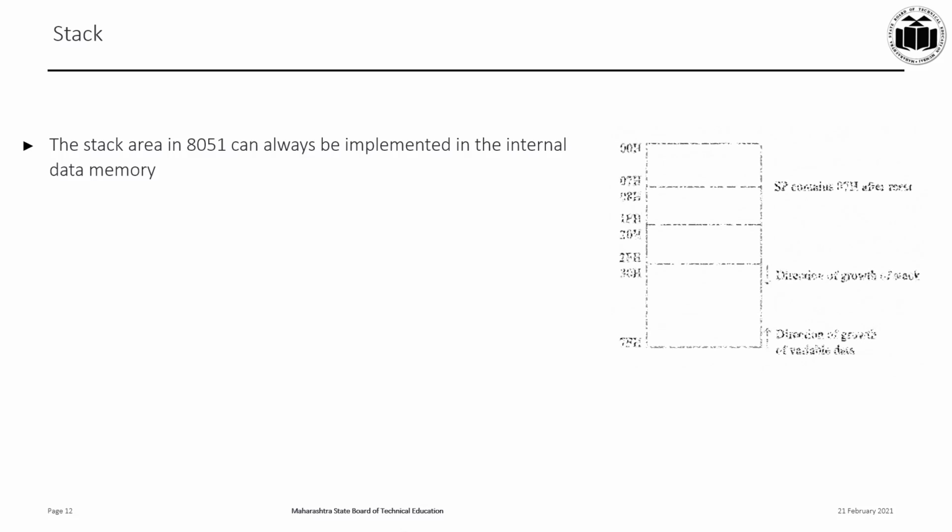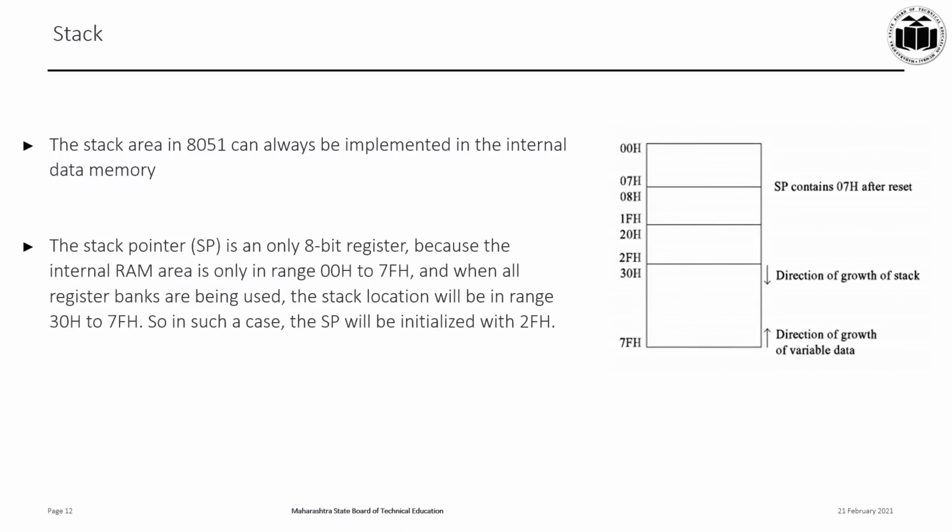So let's now talk about the stack and the stack pointer. The stack area in the 8051 can always be implemented in the internal data memory. The stack pointer register is used by the 8051 to hold an internal RAM address that is called the top of the stack. The stack array can reside anywhere in the on-chip RAM. The stack pointer is initialized to 07 hex after a reset. This causes the stack to begin at location 08 hex.